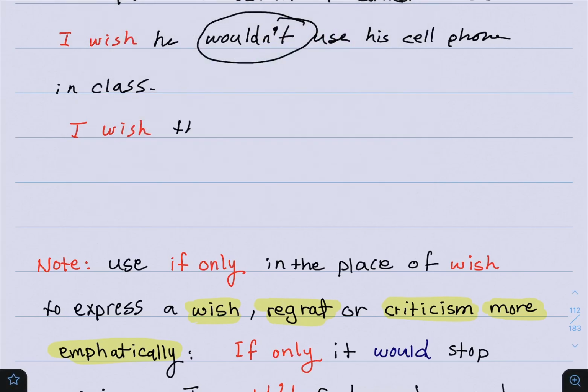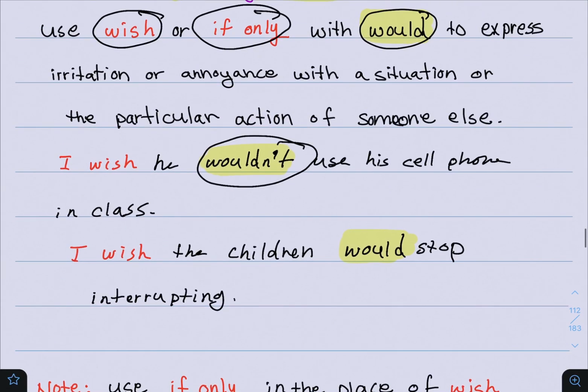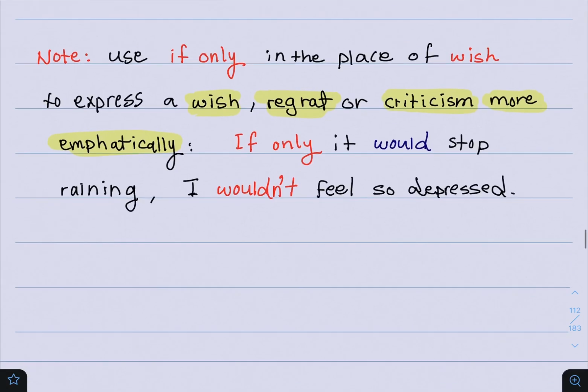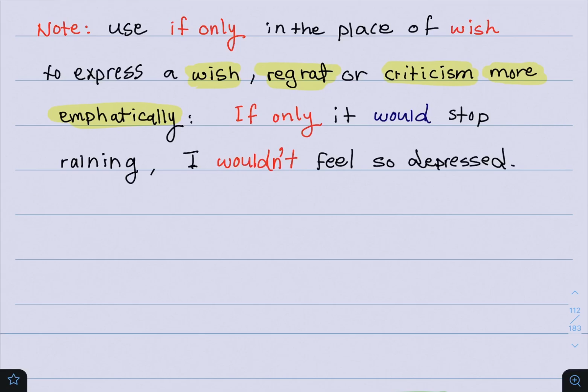أوكي، طبعا ممكن أقول برضو I wish. Okay, I wish, let's say the children okay, would, yes, so the children would, for example, stop interrupting، يعني المقاطعة. okay، طبعا هنا مثل ما وضحتكم استخدمنا would طبعا وعكسها wouldn't للتعبير عن الناقد أو للتعبير عن الانزعاج من شخص معين أو موقف معين من شخص معين.